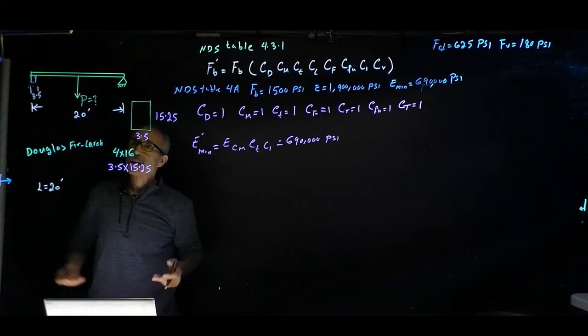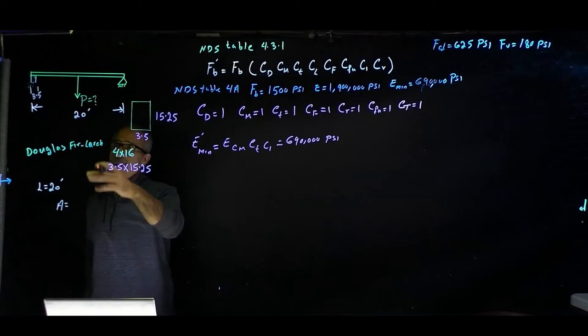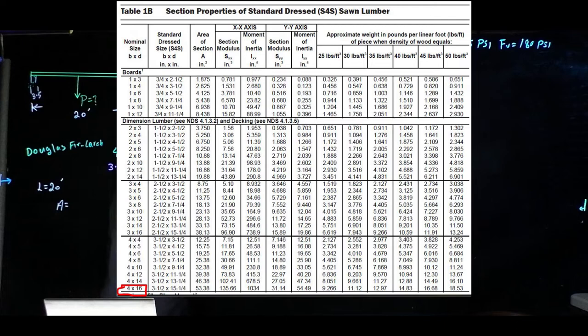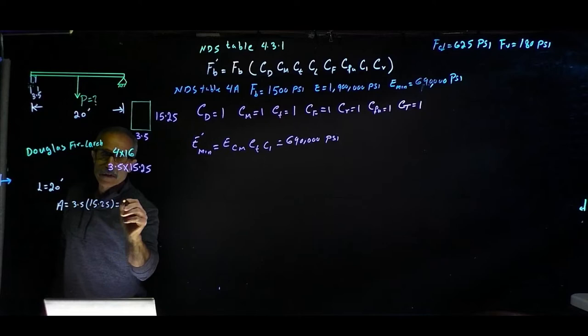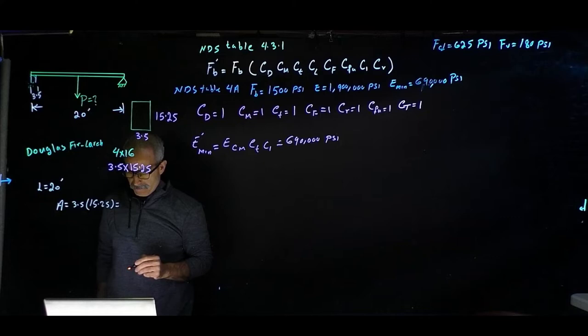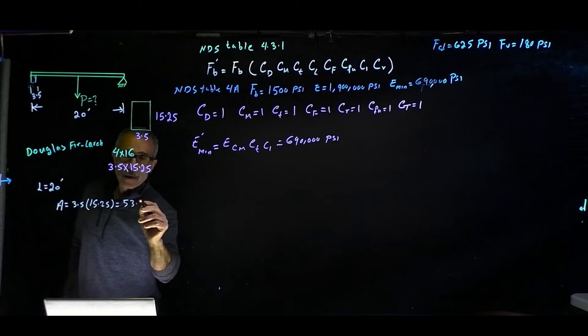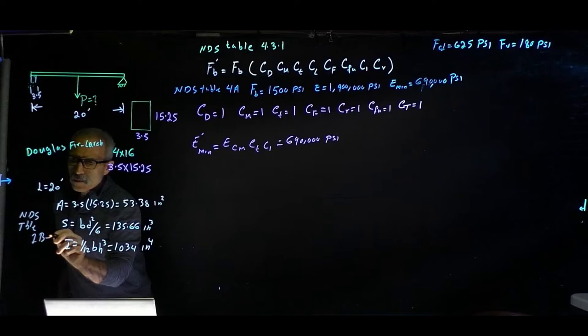And then we're going to calculate the area. The area you can pick up from table 1B. If you go into table 1B, look at 4x16 to give you all those properties. So I'm just going to write it down here rather than calculating it. The area comes out to be 3.5 times 15.25. So these come from table 1B.